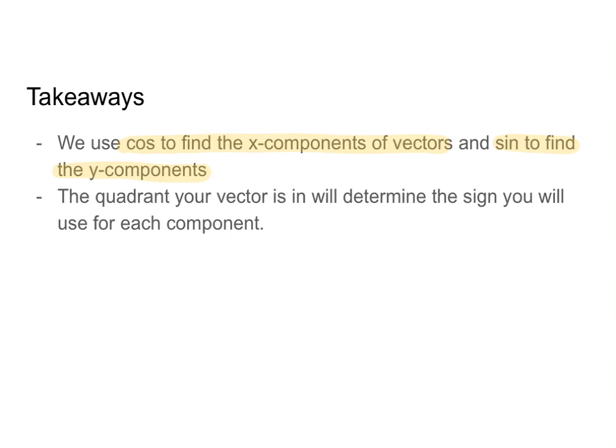Secondly, the quadrant your vector is in will determine the sign you will use. So going back to example number 2, x was pointing to the left. So I would have said that x was negative, however many meters long it was, rather than positive. So if I'm going north and east, we're going to be positive. If I'm going south and west, we're going to be negative. And that's something that you will hopefully get more and more used to the more of these problems you do.